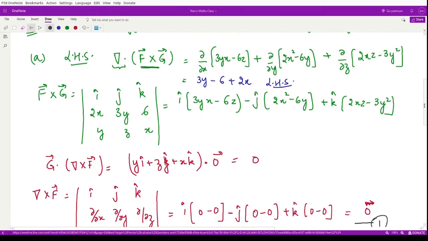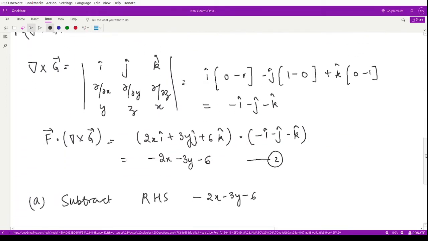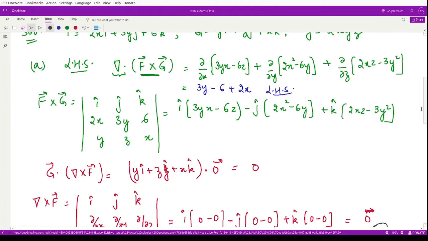When you subtract them, you have 0 minus of this thing. So that is 2x plus 3y plus 6. Yes. So which is exactly equal to your left hand side.